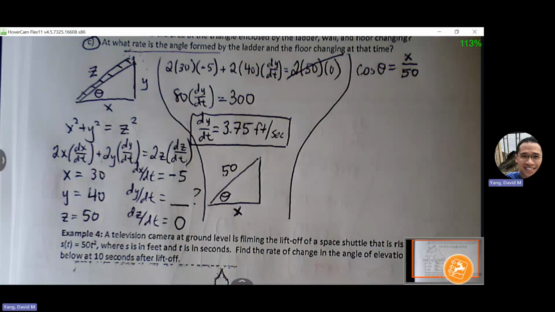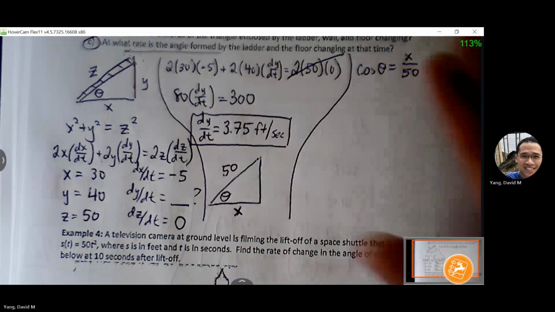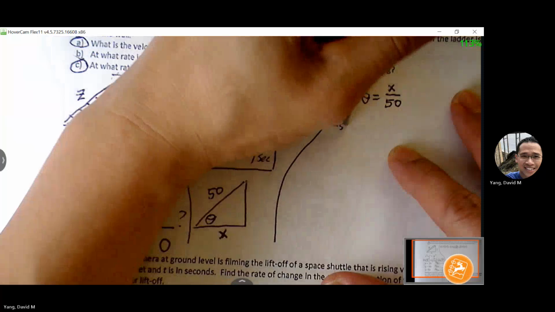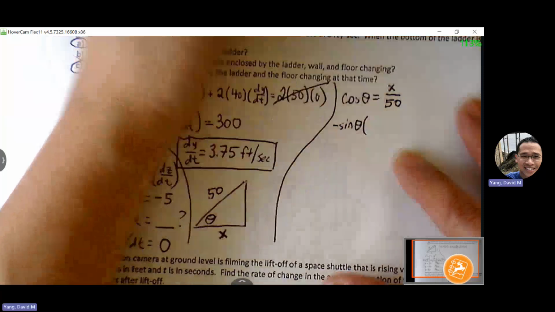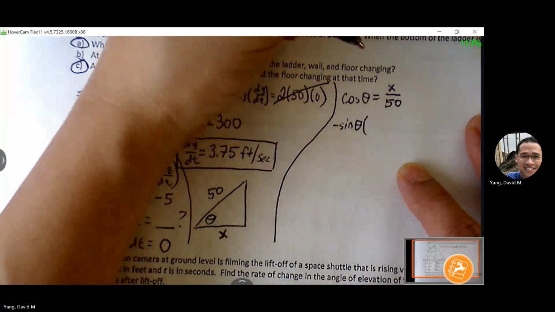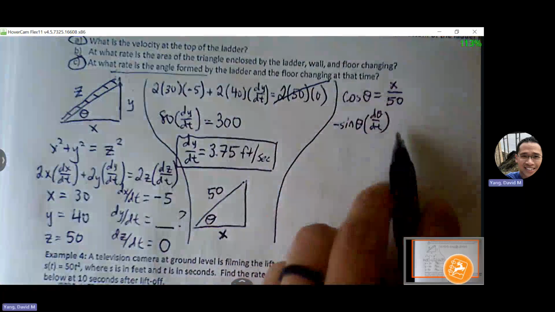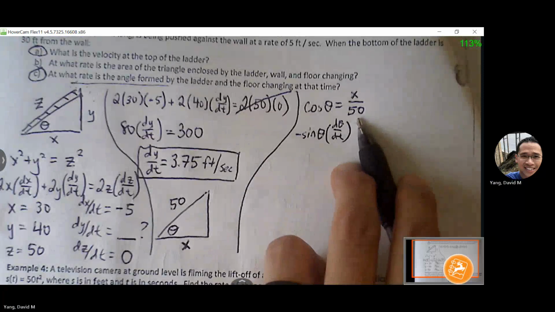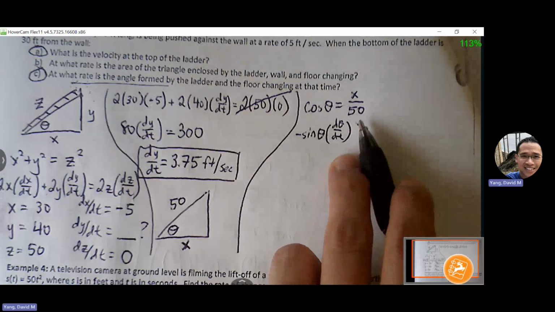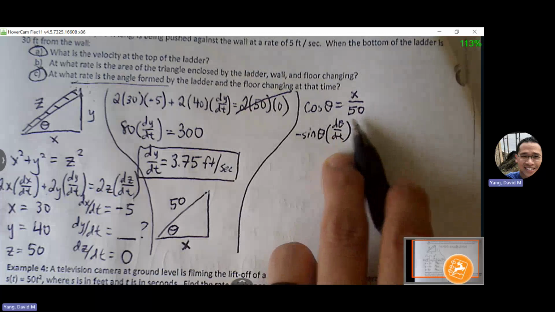Okay, we can find our derivative. Cosine theta becomes, don't forget what? D theta dt. And what rule can we use on the right side? Power rule, right? There's no need for quotient rule.